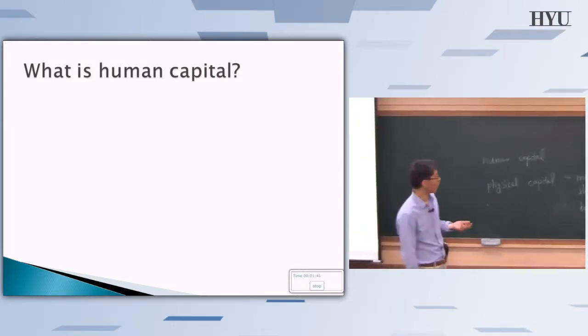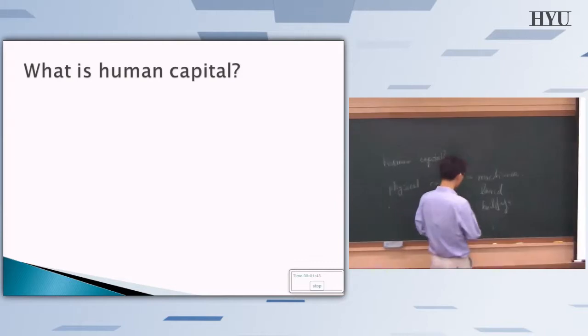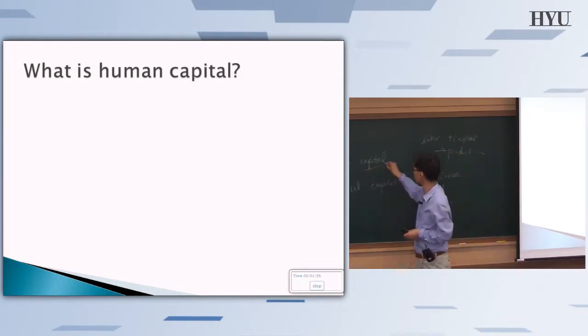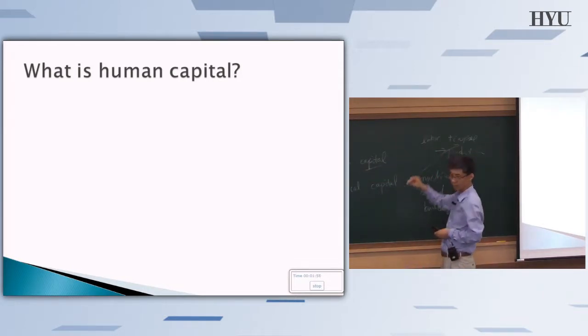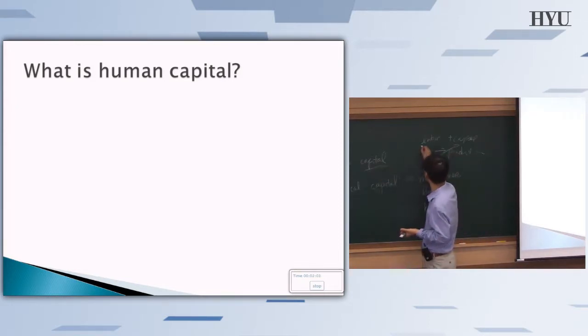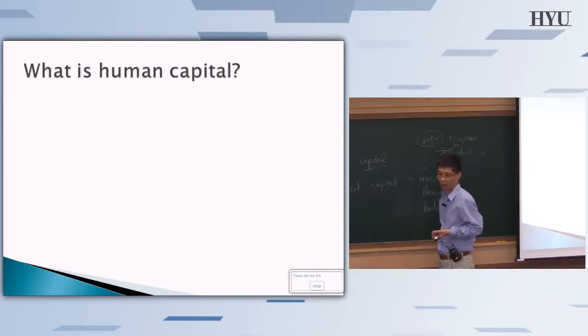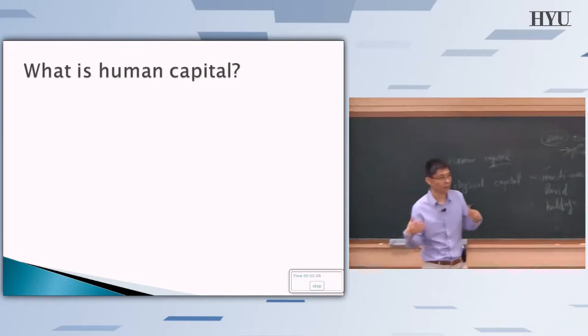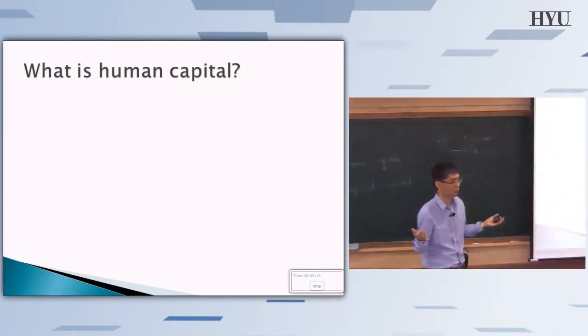And the other input we call a labor input, right? So we usually say labor plus capital makes production. Physical capital is just what we usually call capital. The human capital is about the labor. So when you think of labor input, what is the labor input?